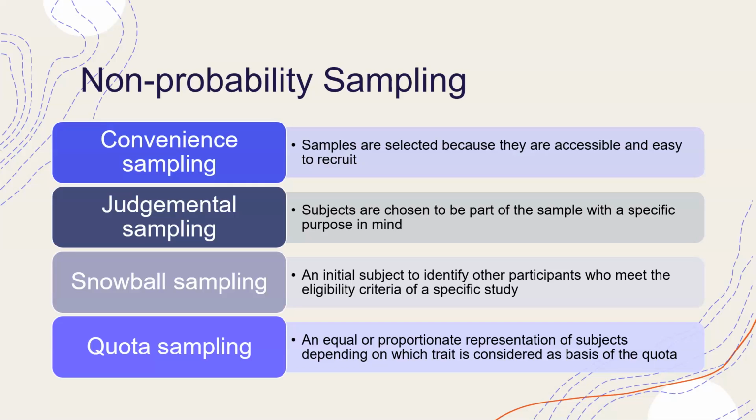Judgmental sampling is more commonly known as purposive sampling. In this type of sampling, subjects are chosen to be part of the sample with a specific purpose in mind. With judgmental sampling, the researcher believes that some subjects are more fit for the research compared to other individuals. This is the reason why they are purposefully chosen as subjects. The researcher selects a respondent whom he feels possesses certain characteristics that represent the population of interest based on his experience.